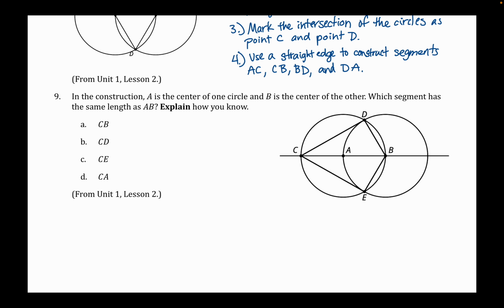Looking at question 9 here, which is our last question, we have in the construction, A is the center of one circle and B is the center of the other. Which segment has the same length as AB? So since this is only a single answer question, not select all, I'm still going to highlight AB so that we can see which of the segments has that same length.